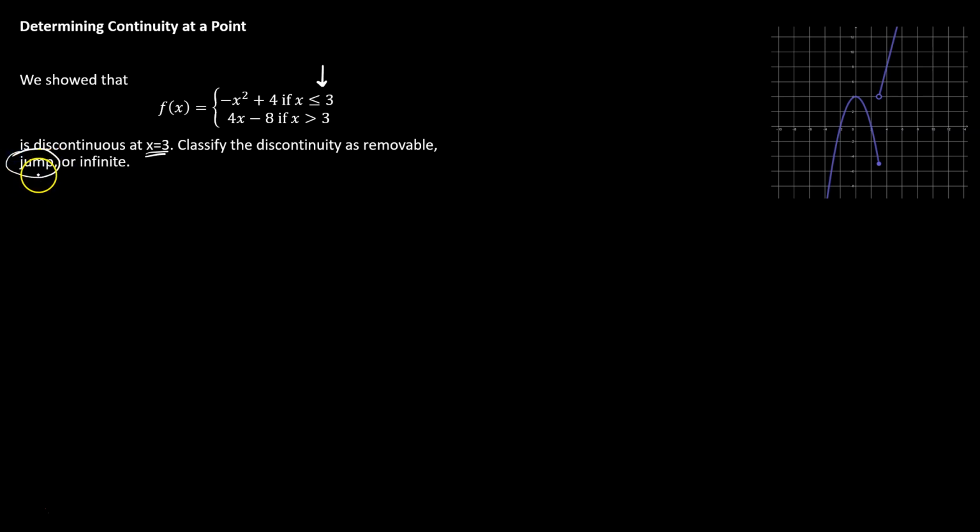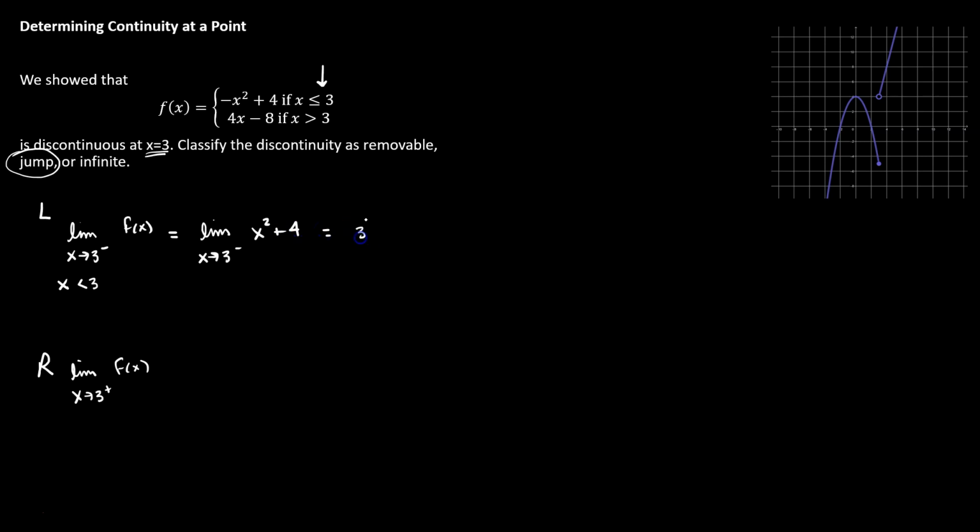In order to classify if it is a jump discontinuity, we need to look at the left limit and the right limit. So let's go ahead and look at each one. If we're coming from the left, then remember that the x values that we're using to approach 3 are smaller than 3, which means f of x is going to be replaced with the top definition in the piecewise function. And then we'll evaluate that using direct substitution.